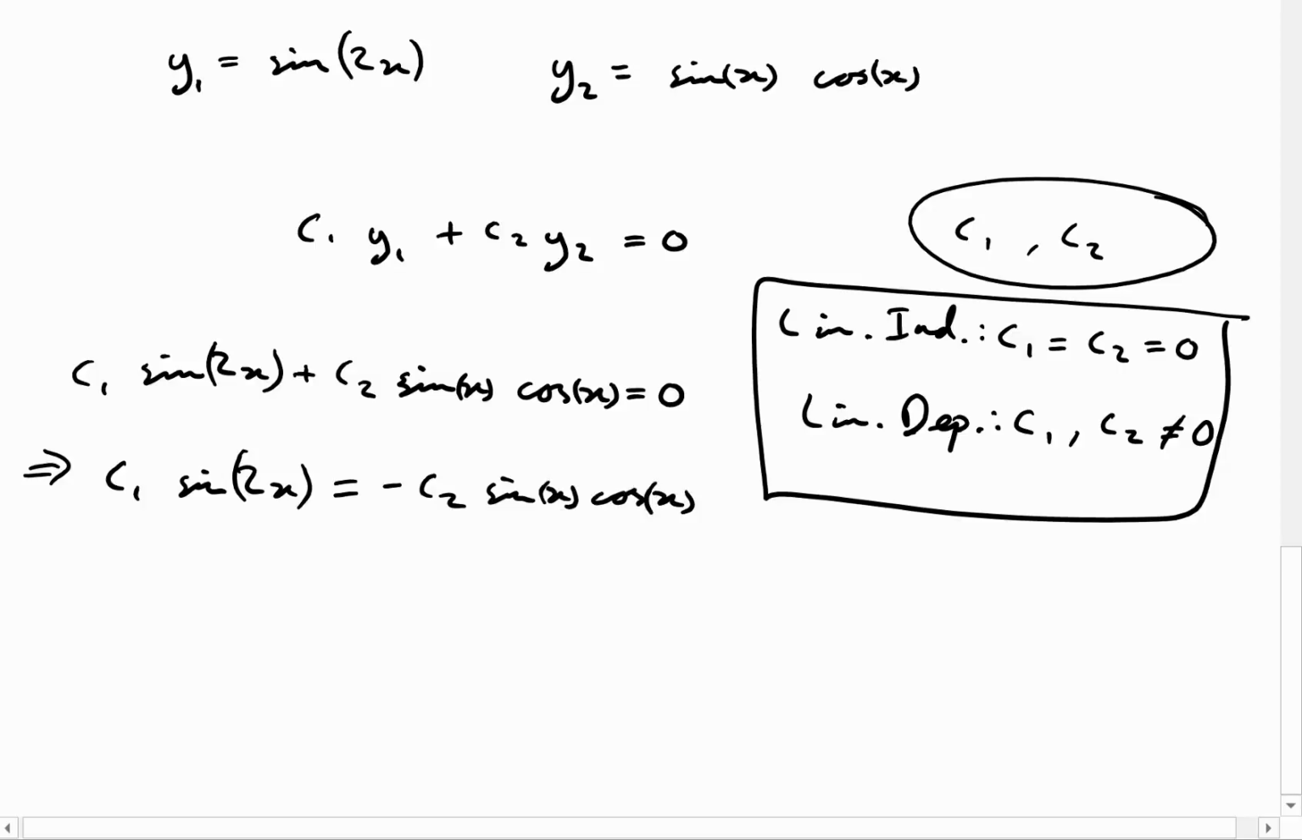Do you know your double angle formulas? Because there's a double angle formula which goes like this: sine 2x. Well, maybe if I change it to a, then sine 2a is equal to 2 sine a cos a. Just from your double angle formulas.